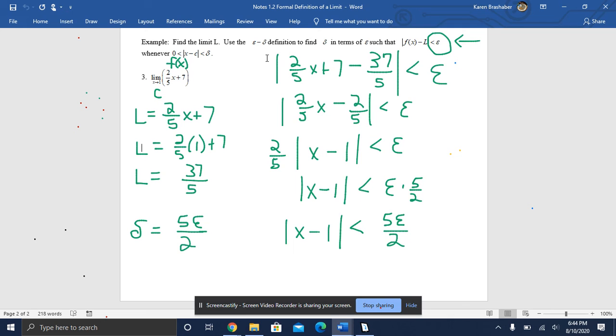And that's kind of a nice thing to have, because as you choose an epsilon, then your margin of error, you would just take 5 times that epsilon and divide by 2, and that would give you your margin of error for the x. So your delta can be expressed in terms of epsilon, and actually the majority of your homework, that's how it works.